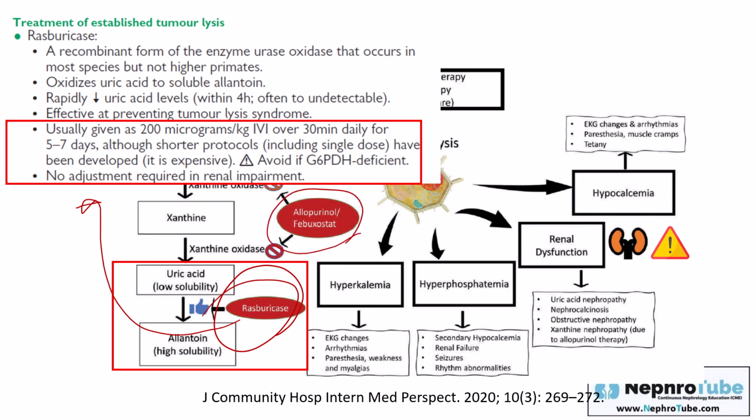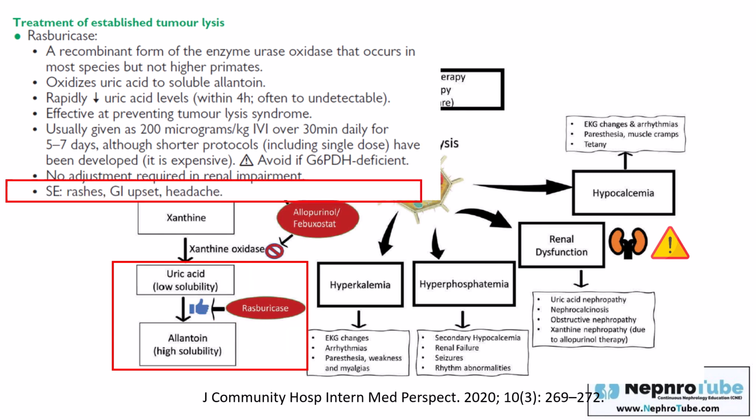By the way, allopurinol has dose adjustment. Roughly, it must be decreased by 50% if the patient has renal impairment. Febuxostat usually has no renal adjustment. Regarding side effects of rasburicase, they are in the form of rashes, GIT upset, and headache.